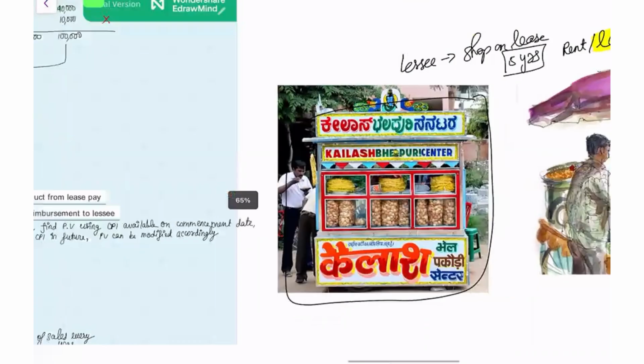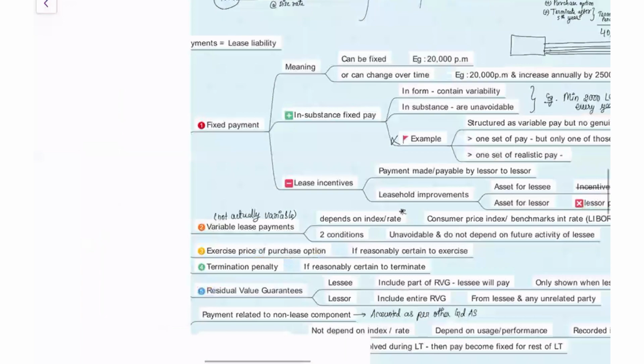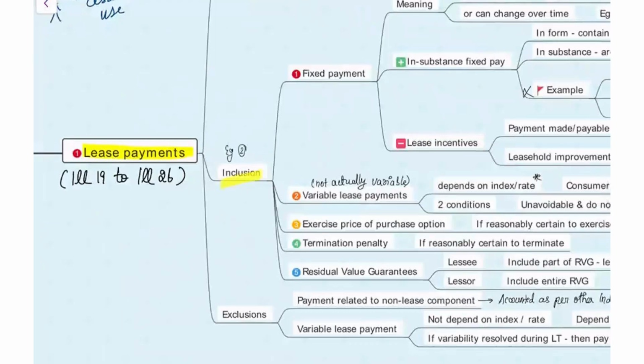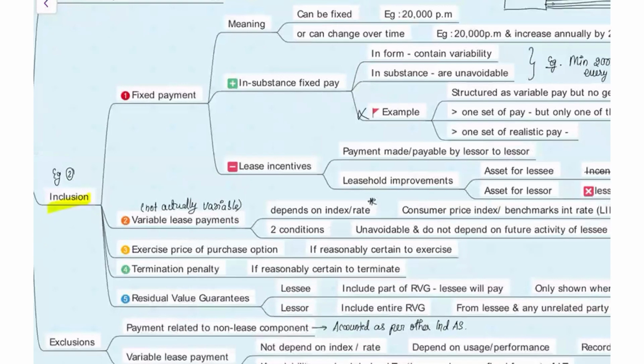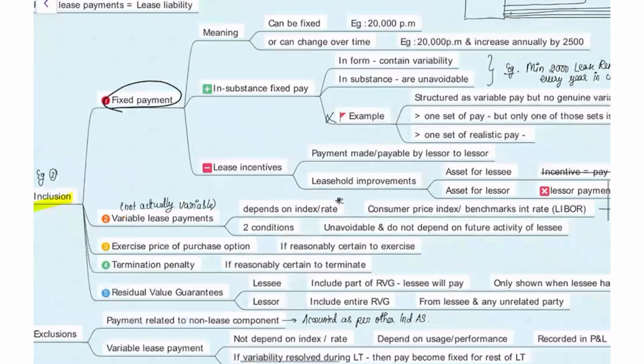Okay. So starting with lease payments, what is included in lease payments, we are going to understand. The first thing that is included in lease payments is your fixed payment. Suppose the owner of the pani puri shop, the lessor, tells us that every month you have to pay some fixed amount, say 20,000 per month, for using that shop to sell our products. That will be known as your fixed payment.